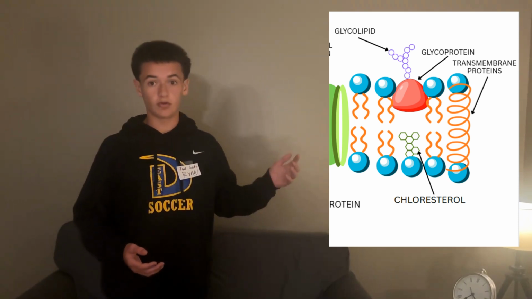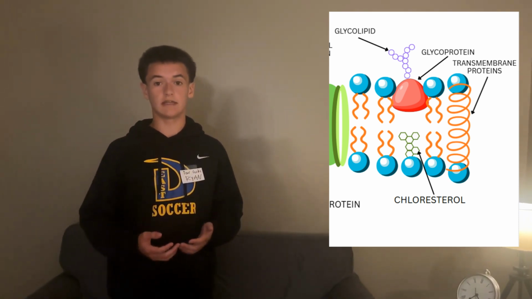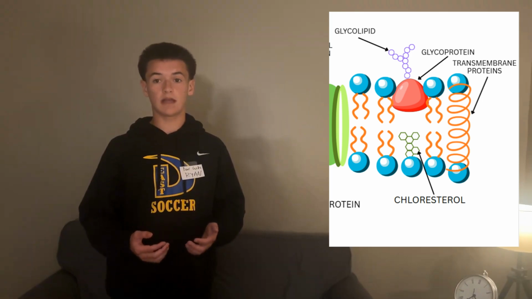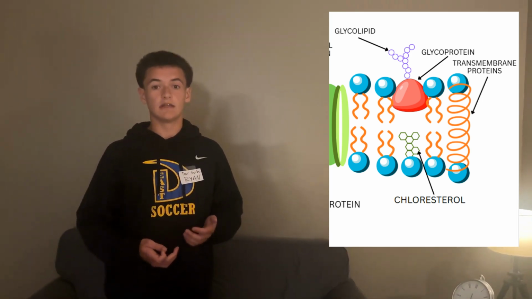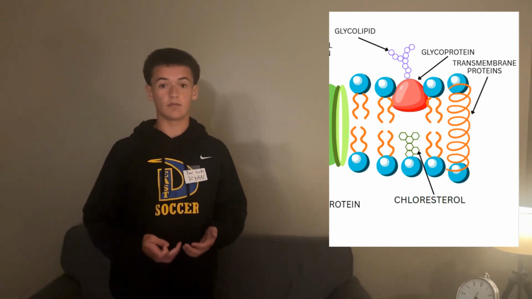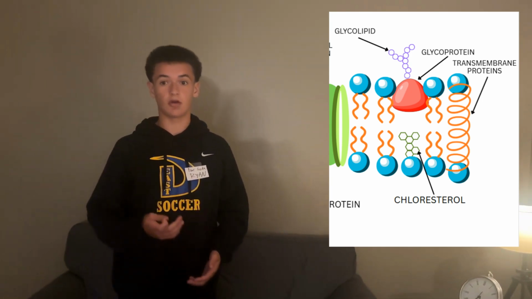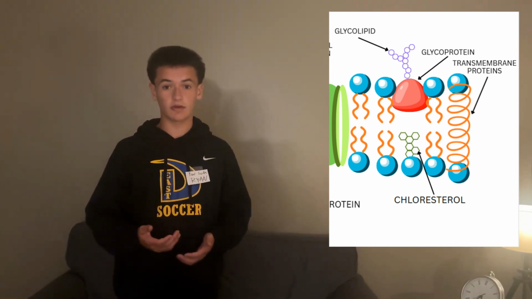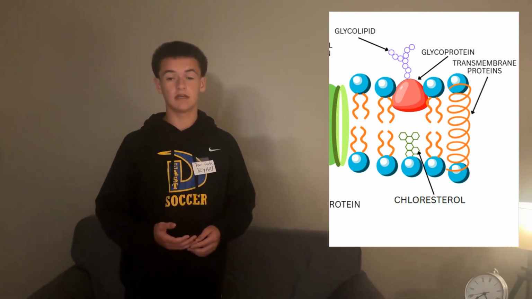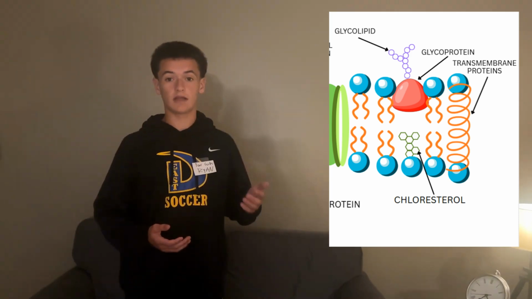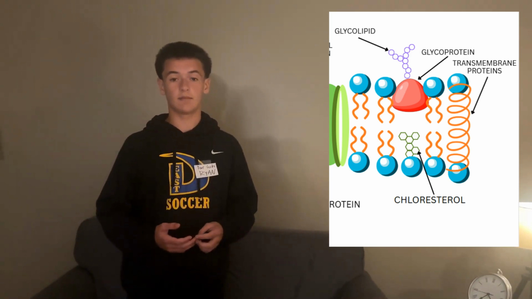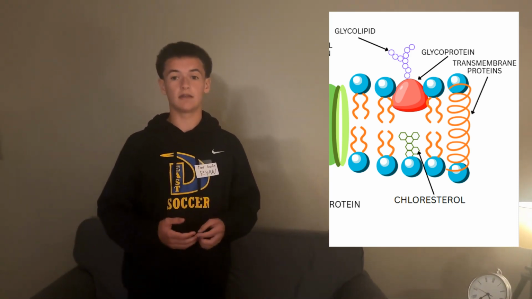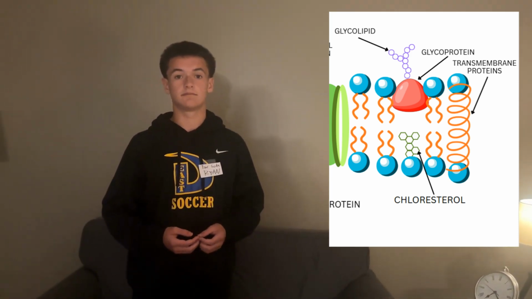Next, we have glycoproteins, which are proteins with sugar chains attached. These help the cell recognize and communicate with other cells. This is important for things like the immune system, where cells need to tell beneficial cells apart from harmful. And finally, there are glycolipids, which are similar to glycoproteins but made of lipids with sugar chains. They also help with cell recognition and add a layer of protection to the membrane, keeping it stable and preventing damage from the outside environment.